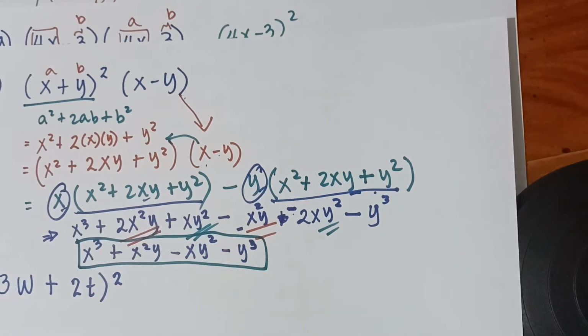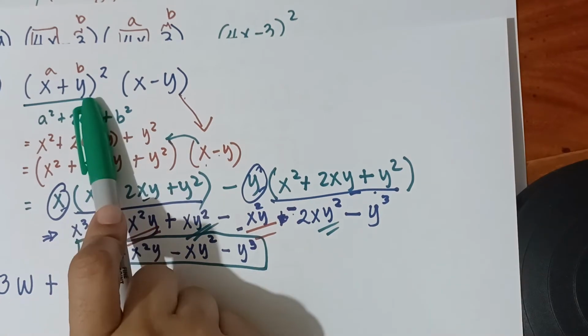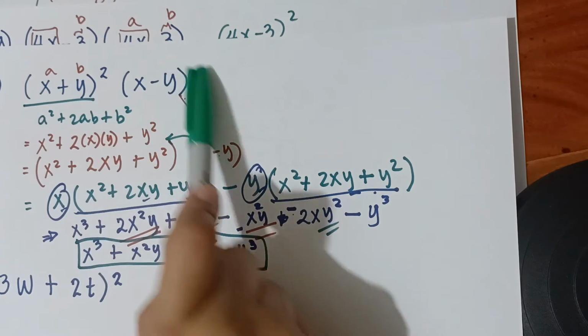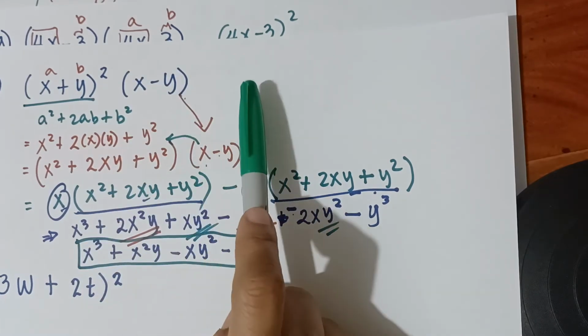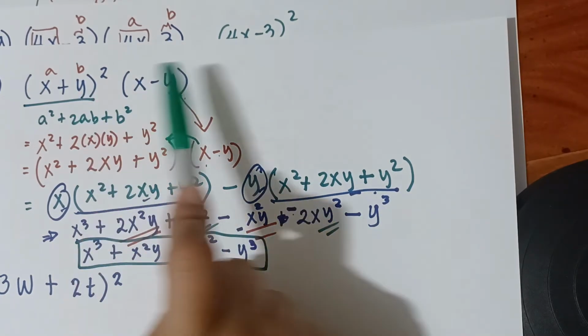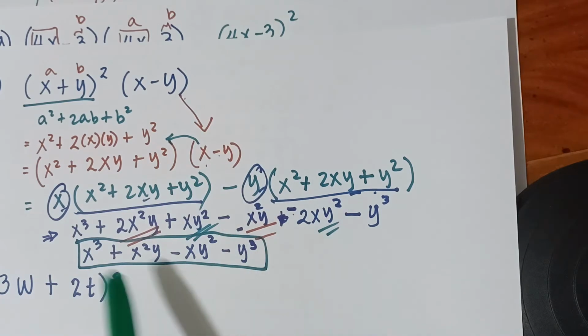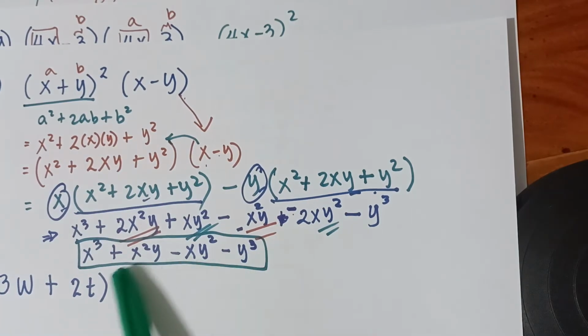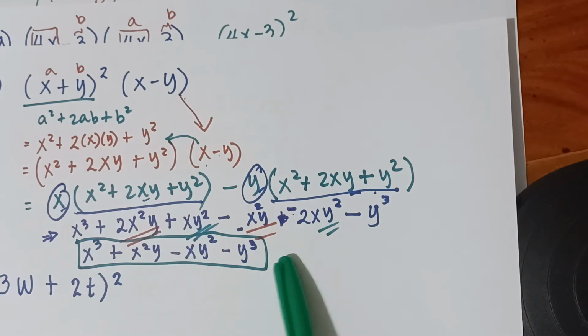As you can see here, it is a cube. It's because we have a squared binomial here times another monomial. So, what do you expect? When there's a square times another monomial, it's understood that we will really get a cube as the answer. And the answer is not a trinomial anymore, but it's really a polynomial. Okay? It has 4 terms now. Okay? Next.